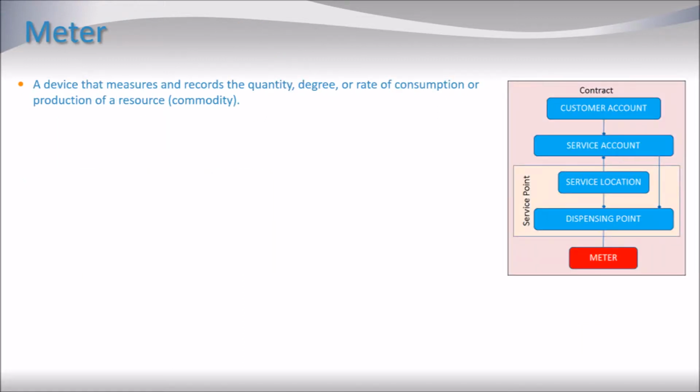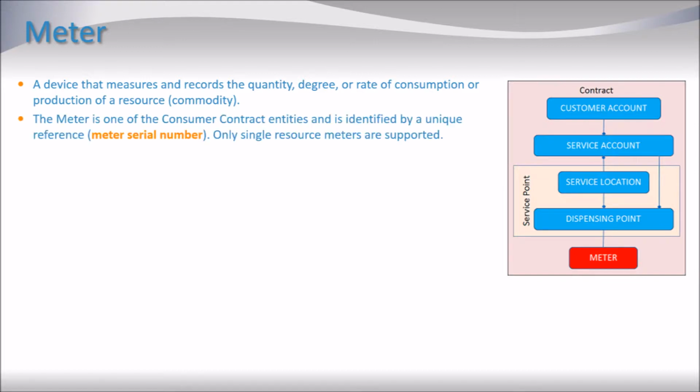A meter is a device that measures and records the quantity, degree, or rate of consumption or production of a resource commodity. The meter is one of the consumer contract entities and is identified by a unique reference number, the meter serial number. Only single resource meters are supported in SmartWorks. A meter is installed at most one dispensing point at any given time.